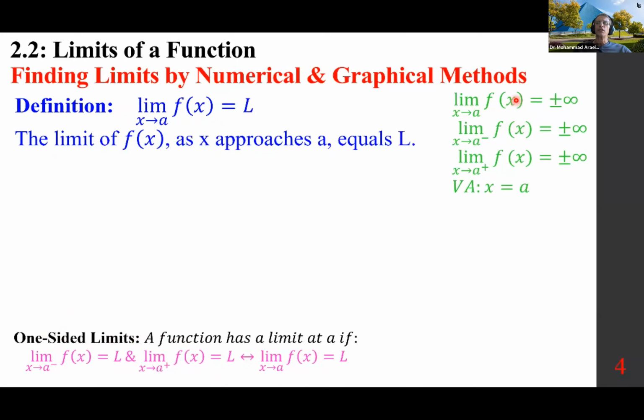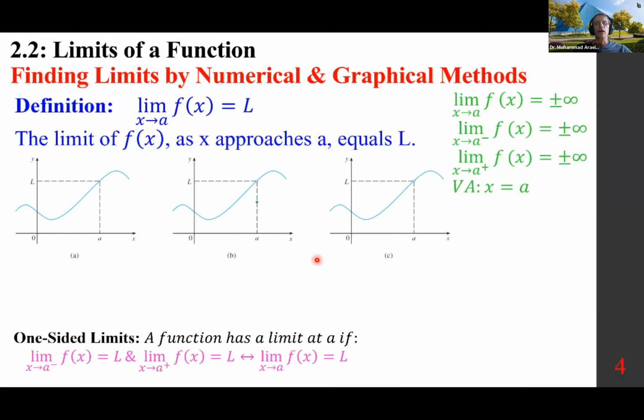What do we find in this part? If the limit of f of x when x approaches a, or a from the left or a from the right, is either negative or positive infinity, we have therefore VA, short for vertical asymptote, x equals a. Let's look at all of this and see the differences among them. And if we understand this graphically, we understand the concept of a limit.